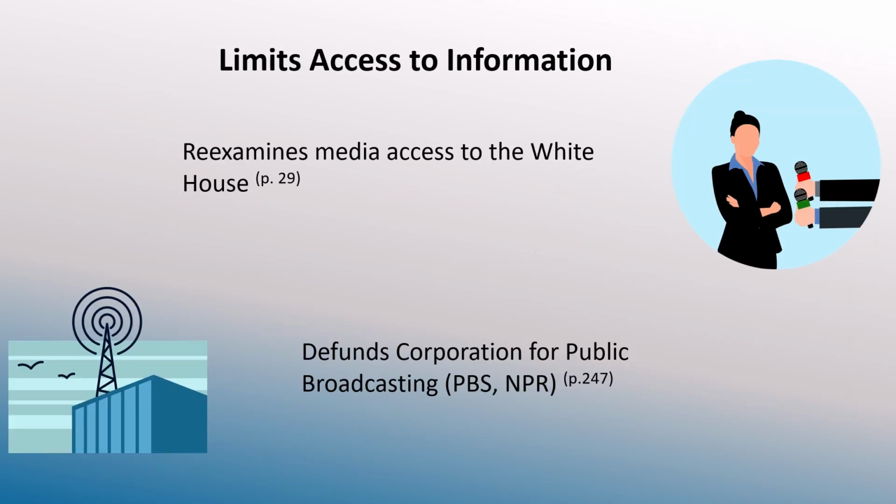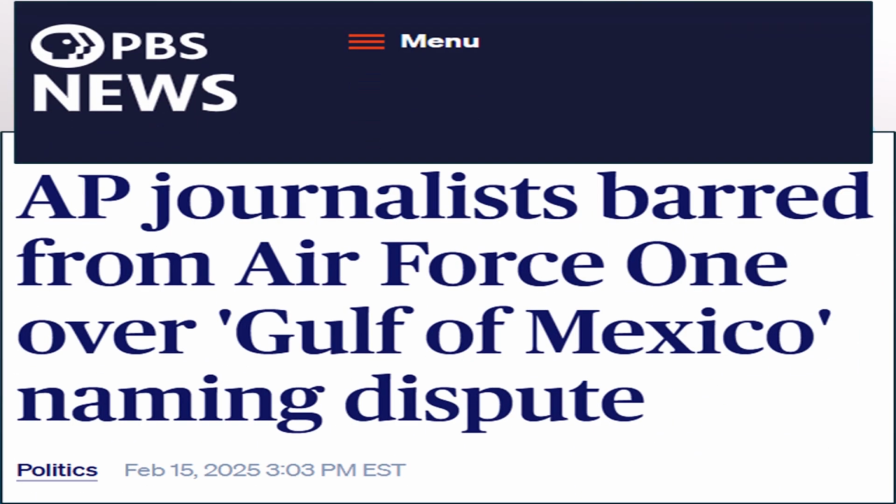Project 2025 also limits access to information. It calls for re-examining media access to the White House. Consider what happened with the Associated Press. They were barred from the White House press corps for not referring to the Gulf of Mexico as the Gulf of America, a renaming that was ordered by the president.